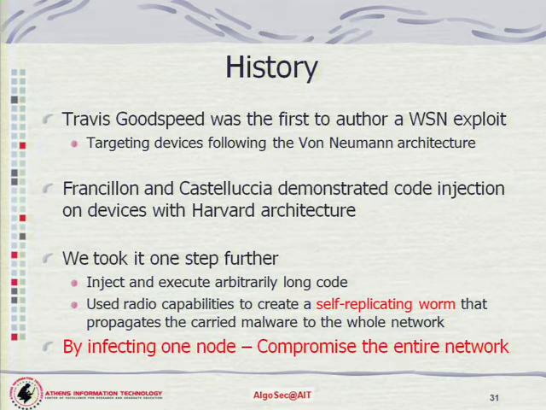So what we did is we took one step further the work of Travis Goodspeed and managed to inject and execute arbitrarily long code, not code instructions that can be sent only through one message. Then we use the radio capabilities of each one of the sensor nodes and create a self-replicating worm that propagates the carried malware throughout the whole network. So by infecting only one node, which takes 30 seconds, eventually you can compromise, after 2 or 3 minutes, because we have done some tests, the entire network.